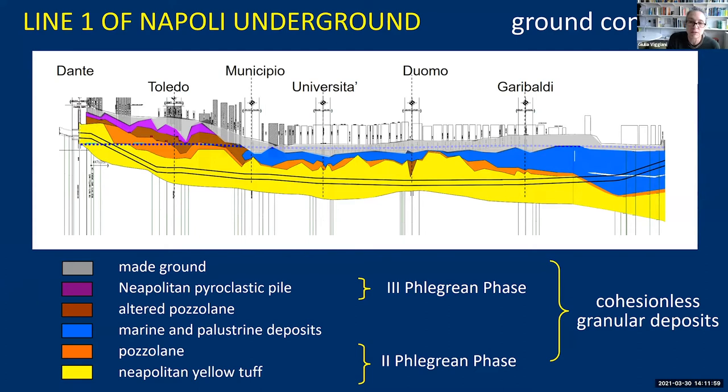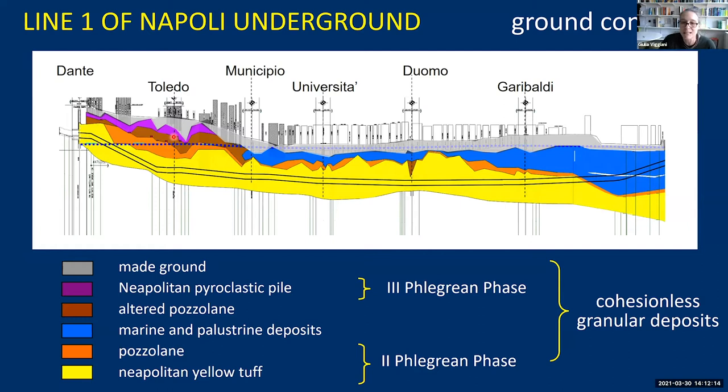Contrary to the common belief, the eruptions of Mount Vesuvius contributed very, very little to the stratigraphy of the city of Napoli. So all the stratigraphy of the city of Napoli comes from the Phlegraean fields, not so much from the Vesuvius.